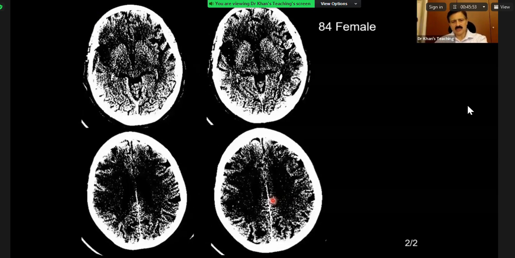In this particular case, if you go to the acute infarction window, now you can see how beautifully that differentiation can be seen. Now, this is the insula, which is the normal insula. Look at this insula. This has become black. So this is insular ribbon sign.